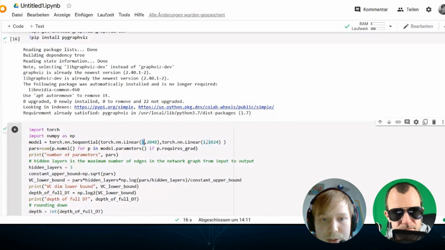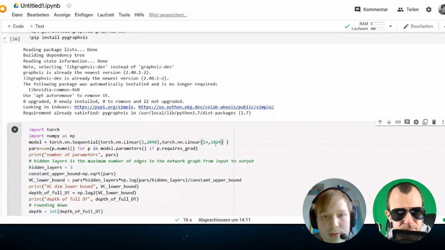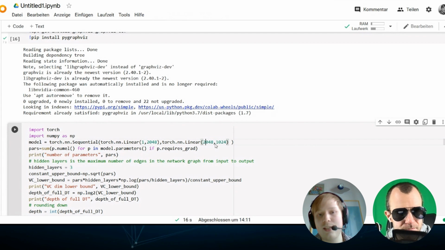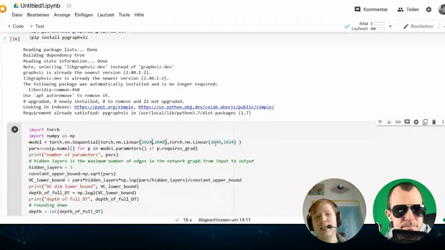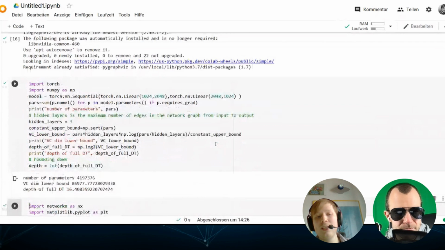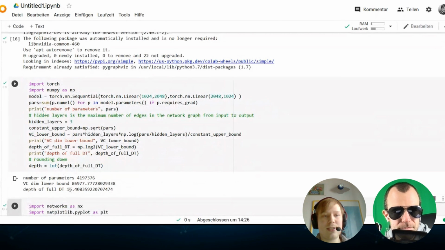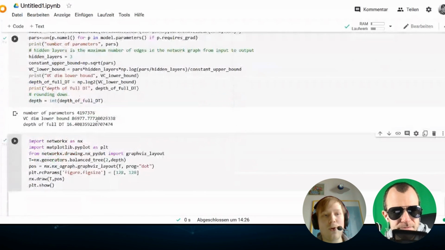We go from 1 to 1. So like this. Or we can also look at something like 1024, to look at something that would happen, for example, in a transformer, where you have these individual layers. If we run this, for this relatively small network, we get a depth of this full decision tree of about 16. If you would try to plot this, this is now going to run for a very, very long time.